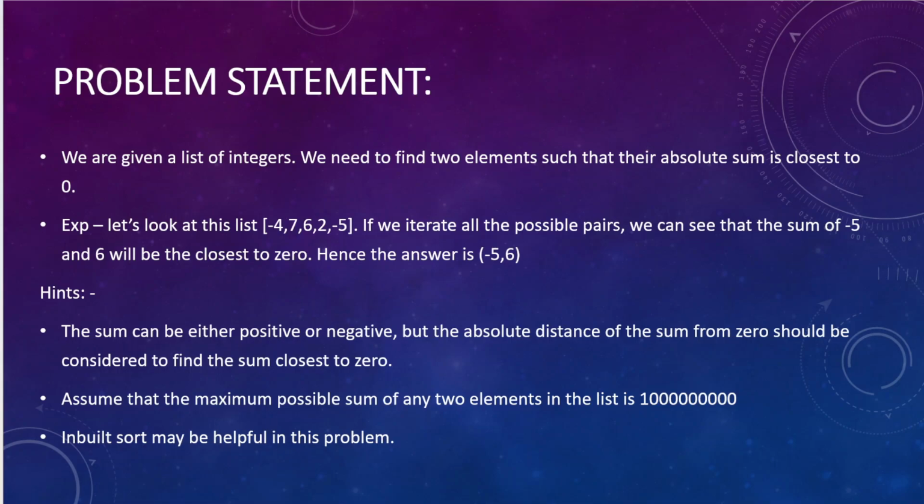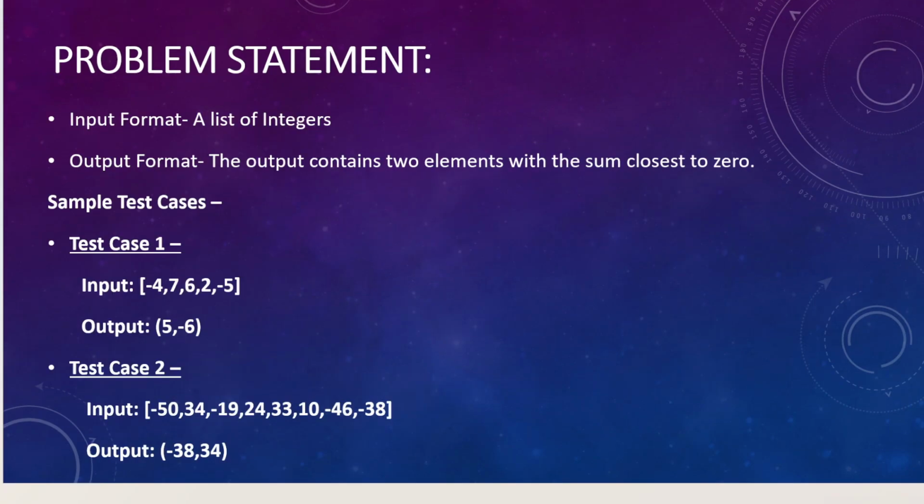Coming to the problem statement section again, here you can see that there's an input format in which a list of integers is given as input, and the output format should contain the two elements with the sum closest to zero. We have taken two sample test cases.